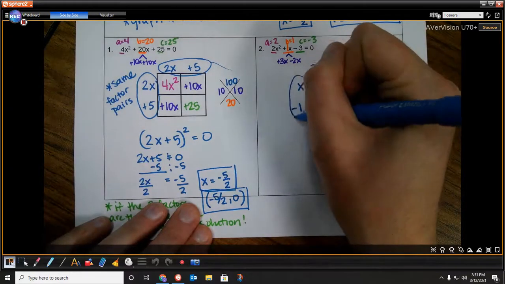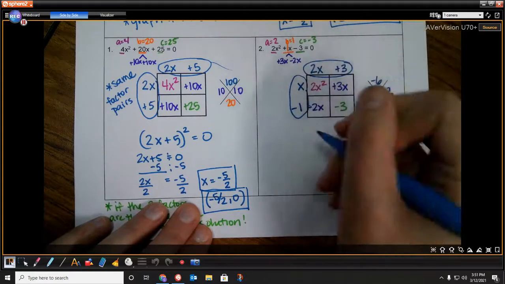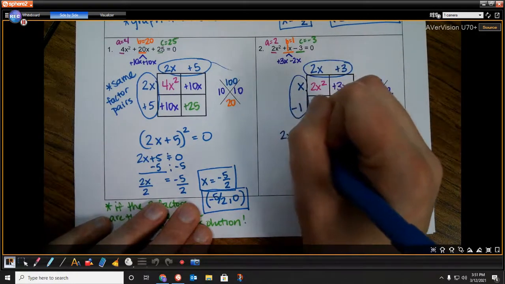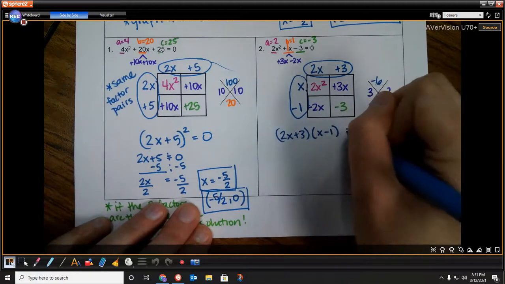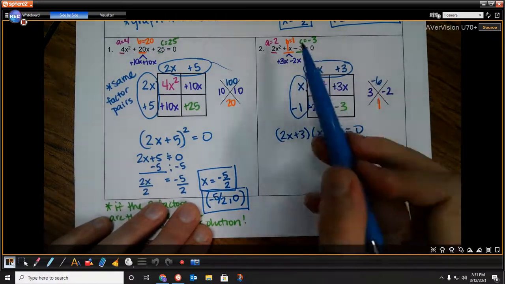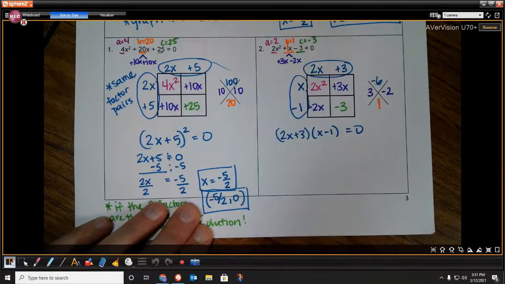So now we have our two factors here. So that becomes 2x plus 3 and x minus 1. And remember, it's equal to 0. So we're just rewriting the simplified form as our factored form.